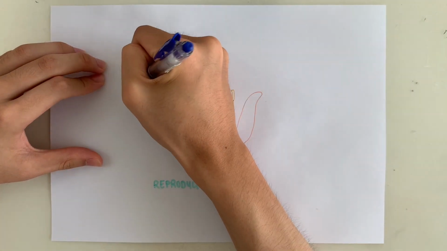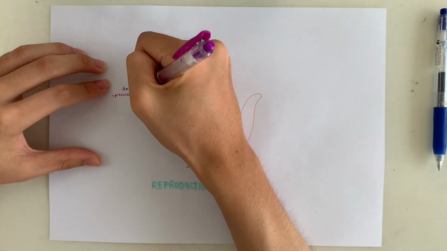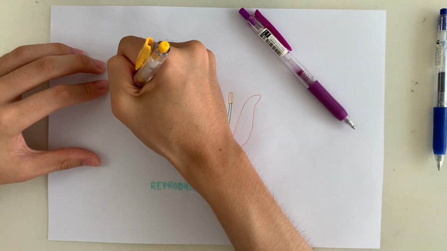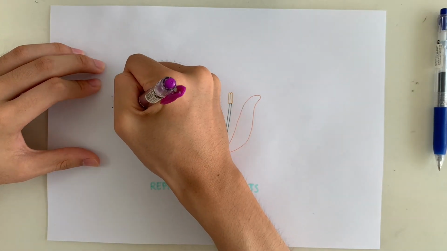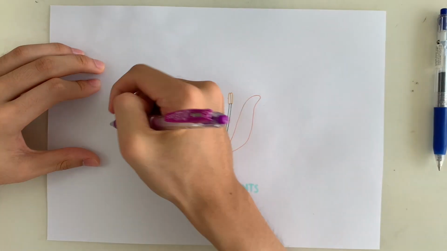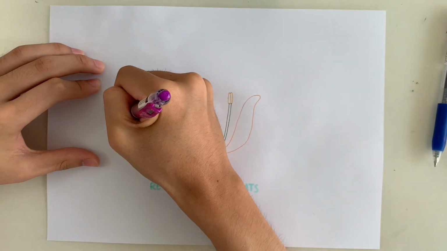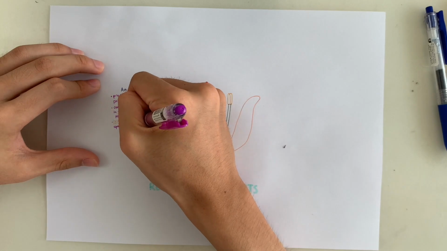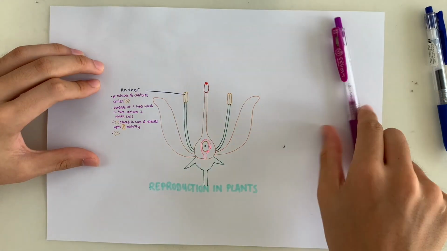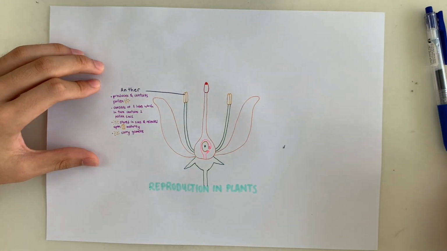Firstly, we have the anther, which is the part that produces and contains the pollen. Each anther consists of two lobes, with each lobe consisting of two pollen sacs. Pollen grains produced in the anther are stored in the pollen sacs and are released when the anther splits open upon maturity. Pollen grains are structures that carry the male gamete of the plant.